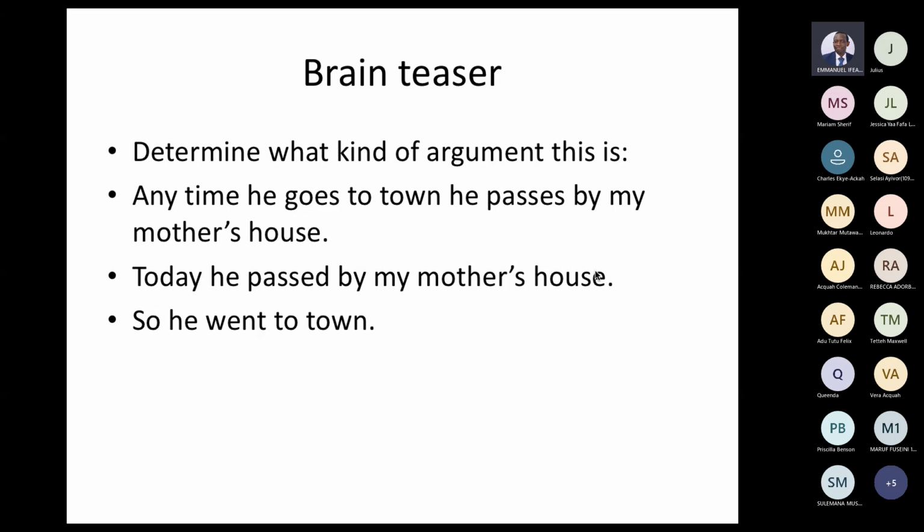Anytime he goes to town, he passes by my mother's house. Today he passed by my mother's house, so he went to town. Is this a modus ponens or a modus tollens? Or is it a fallacy of denying the antecedent or a fallacy of affirming the consequent? Now, for your information, anytime he goes to town is the antecedent. He passes by my mother's house is the consequent.